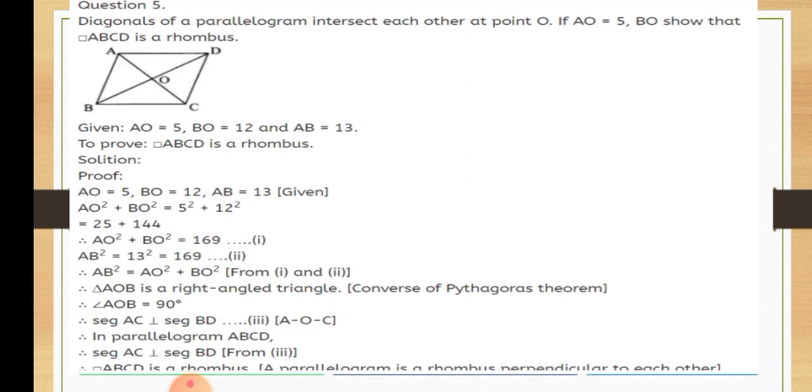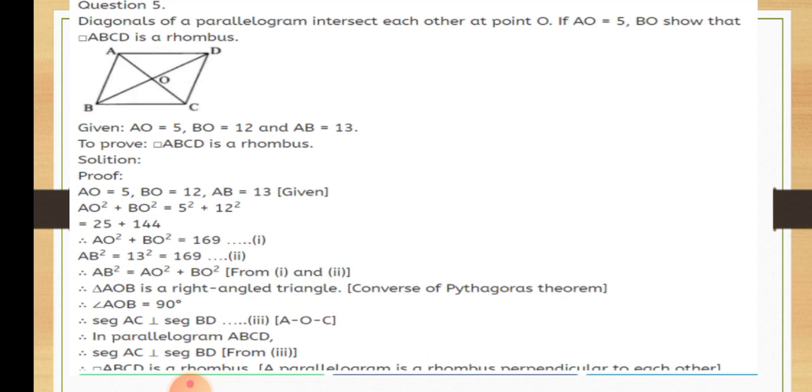Okay. So here from 1 and 2, here we are putting the equation numbers. So from 1 and 2, what we have proved? We have proved that AB square equals AO square plus BO square. It means what? That triangle AOB is a right angle triangle. It is the converse of the Pythagoras theorem. Okay. Now here angle AOB is equal to 90 degrees. It means what? That is AC is perpendicular to BD.